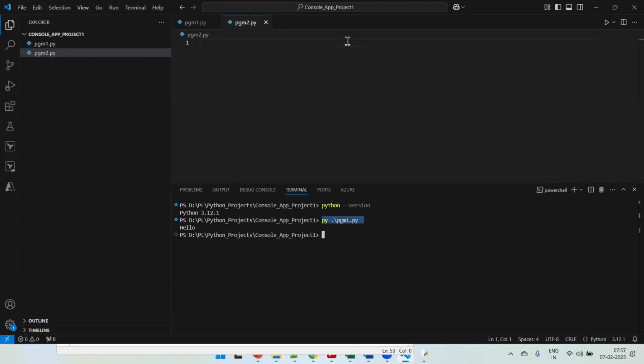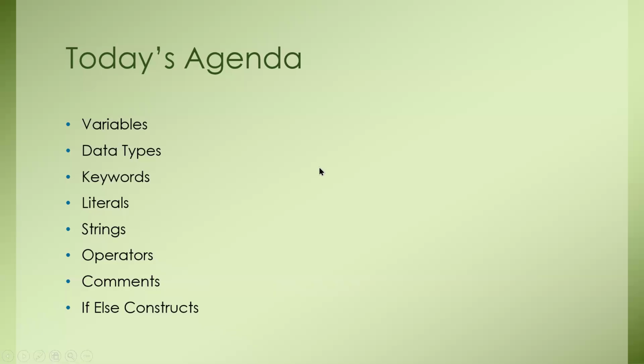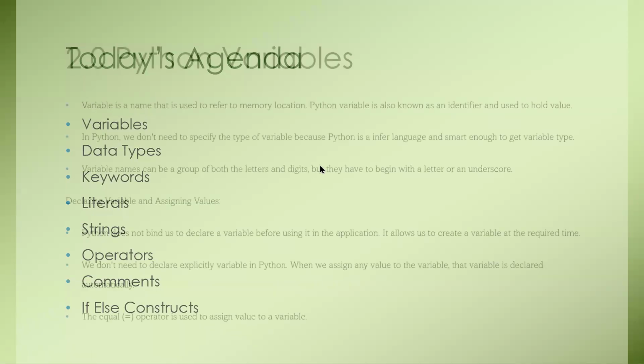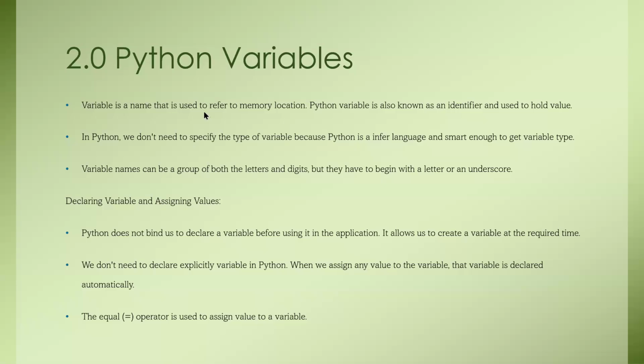The next topic, as I said, is that it all starts from variable declaration and data handling. A lot of things are there. We'll be working on variables, data types, keywords, literals, strings, and more. A variable is just a name to refer to a memory location. It is an identifier, right?